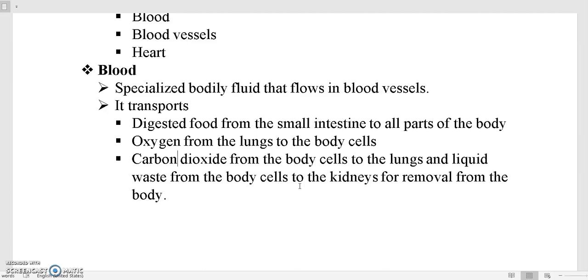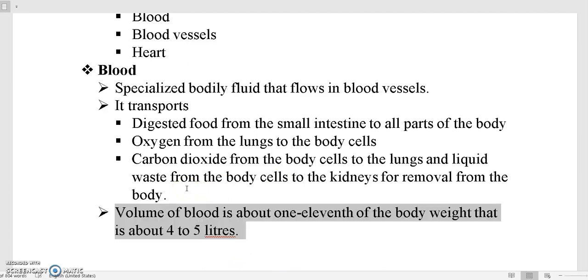So now let's talk about the volume of blood. Basically, the volume of blood in a healthy person. If we talk about volume of blood, then in an average healthy adult, this volume of blood is about 1/11 of the body weight, which is around 4 to 5 liters, right?